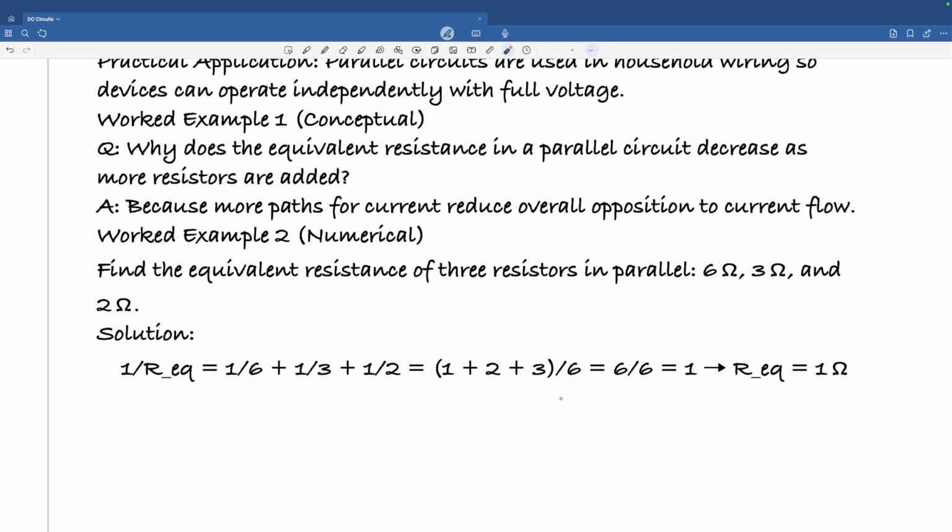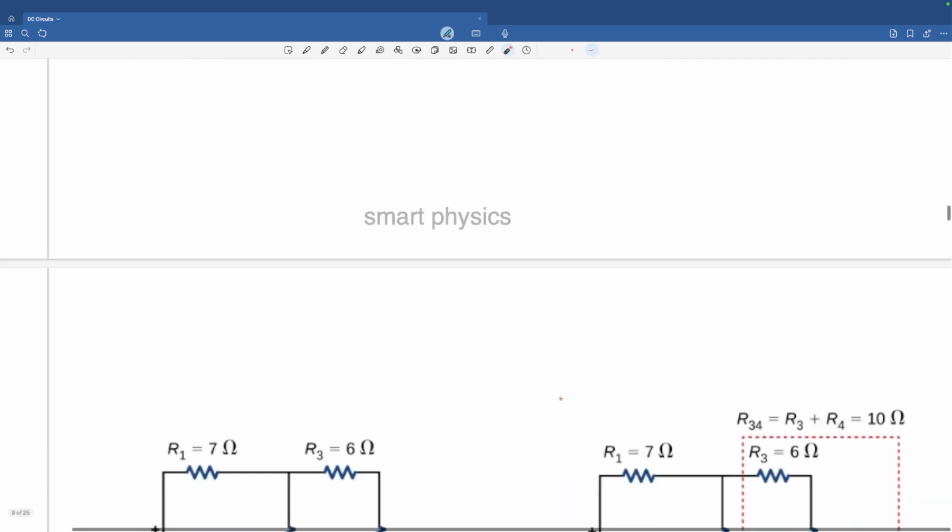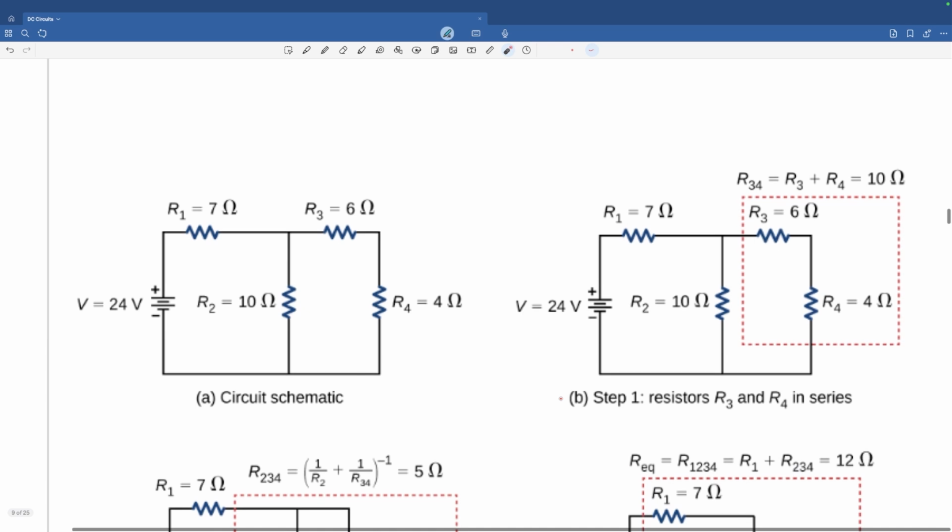So that is resistors combined in series and in parallel. Now this is a very interesting circuit shown in the textbook. We're going to try to see how we can simplify this circuit.